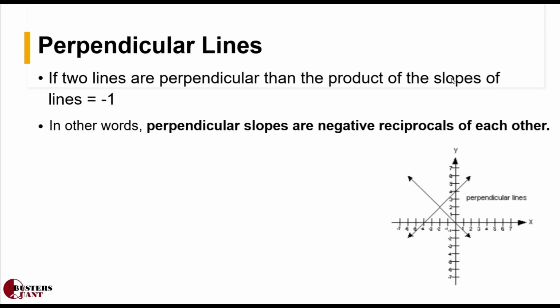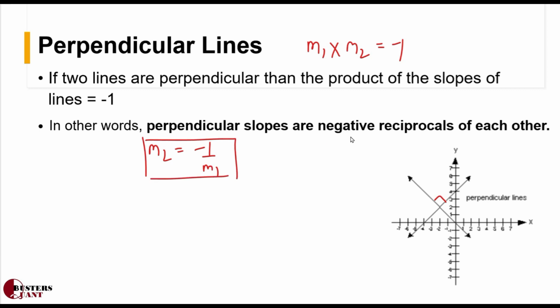Perpendicular lines. Two lines are said to be perpendicular if they make 90 degrees. The angle between the two lines is 90 degrees. They are called perpendicular. And in that case, the product of the slopes, m1 into m2, is equal to minus 1. So if I know one slope, the other slope will be equal to minus 1 divided by it. So the slopes are negative reciprocals of each other.